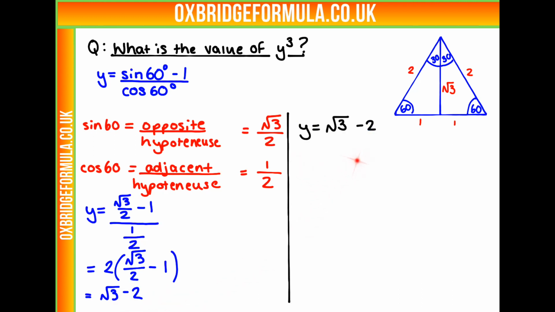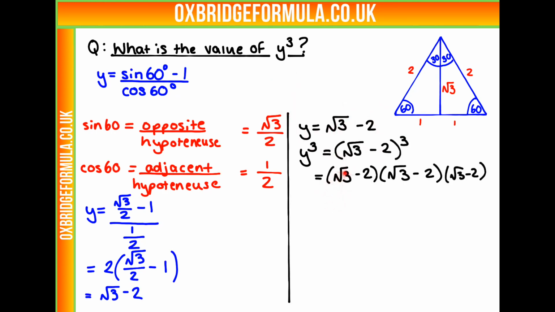So if we bring that over here, we can now work out what y cubed is. So we're just going to cube all of this, so essentially times it by itself twice. We start just by timesing our first two brackets together here. I'm going to times this root 3 value by both of these. So we're going to get 3, which is root 3 times root 3, minus 2 root 3. And if we do the same for our minus 2 value, timesing it by both of these numbers, we're going to get minus 2 root 3 plus 4.